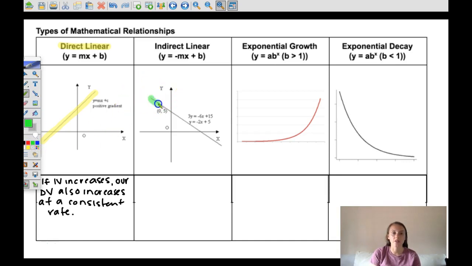If you have a graph that looks like our second example, with a straight line going from the upper left to the bottom right, this is called an indirect linear relationship. In this example, our independent variable is still increasing because, to be fair, we are never going to have our independent variable decrease. It's a lot easier to add something rather than take it away. But in this particular example, if our independent variable increases, the dependent variable will be decreasing at a consistent rate.